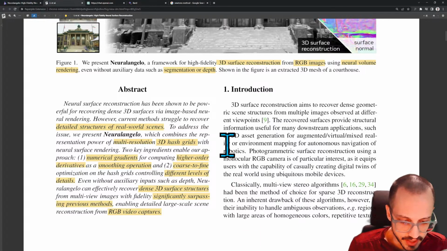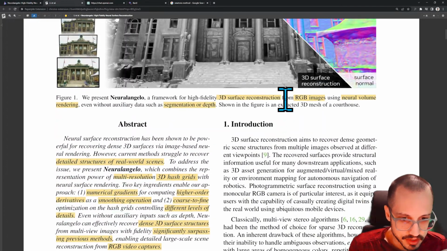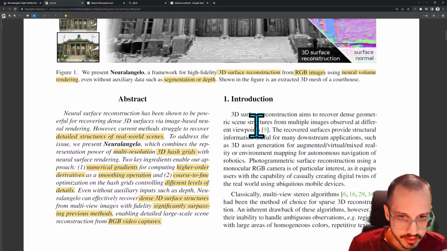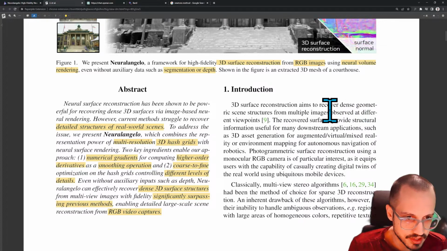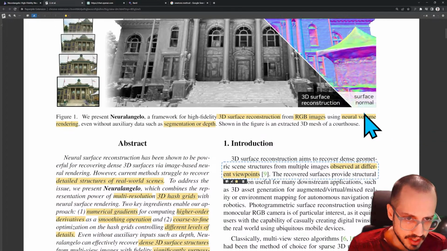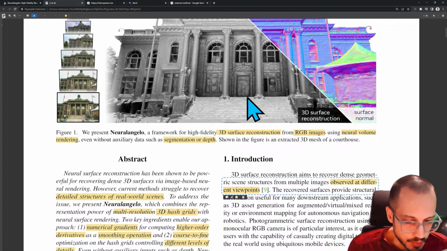Okay, let's get into this paper. This paper is quite long, so we're going to have to get going. 3D surface reconstruction aims to recover dense geometric scene structures from multiple images observed at different viewpoints. The different viewpoints is a key here because obviously you don't know what you don't know.